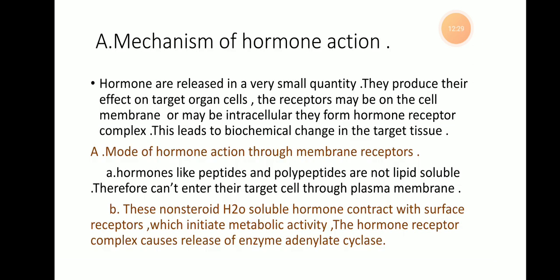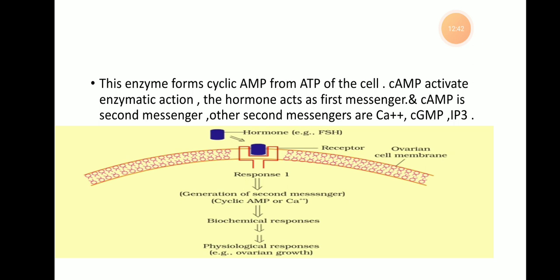Okay, so therefore they cannot enter their target cell through a plasma membrane. That's why these non-steroid water soluble hormones interact with surface receptors. That means the hormone, like FSH, follicle stimulating hormone, acts on the membrane of the ovarian follicle. So this hormone is affected on this membrane of the ovarian follicle.